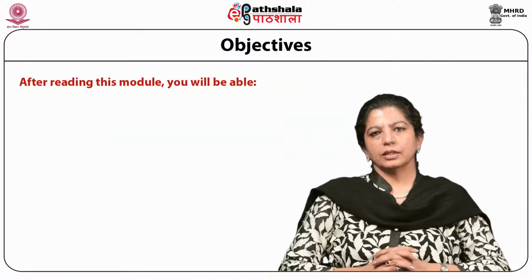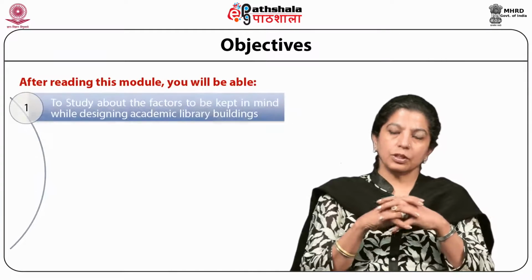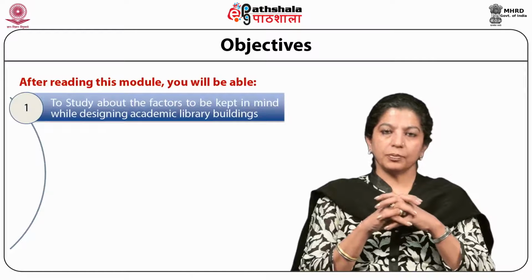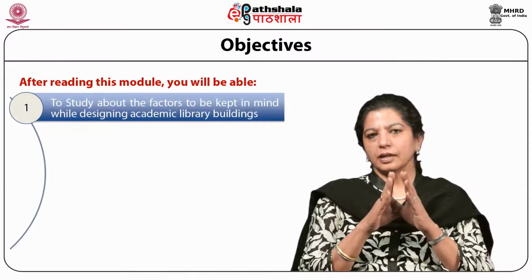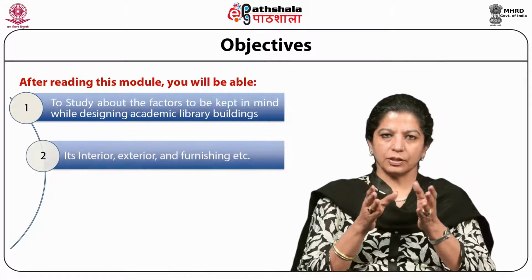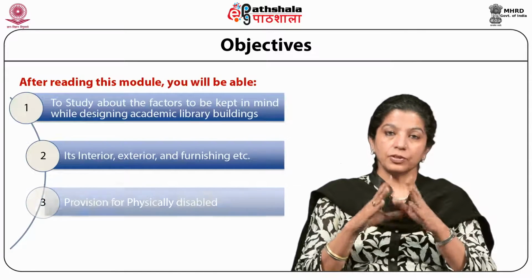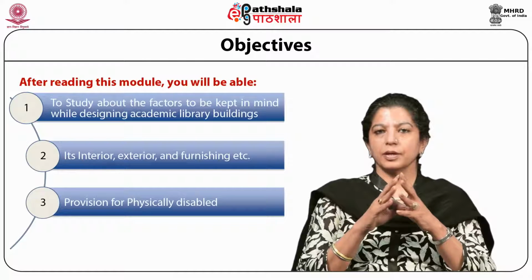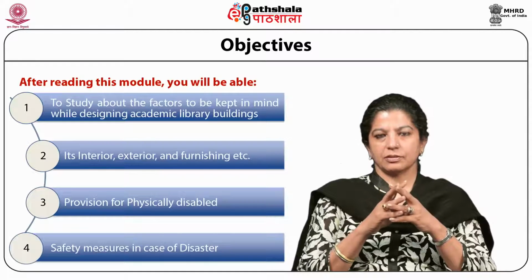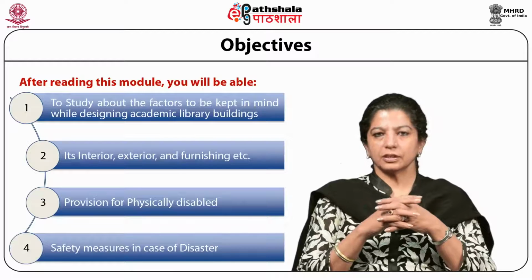So students, the learning objective is to study the factors to be kept in mind while designing academic library buildings, its interior, exterior, and furnishing, etc. Provision for physically disabled, safety measures, especially in case of disasters.